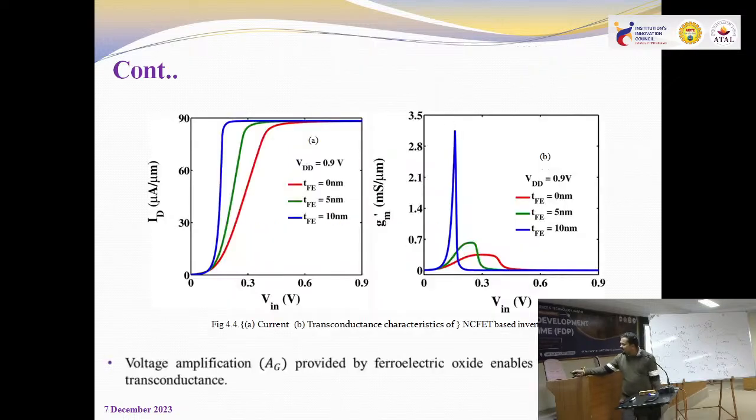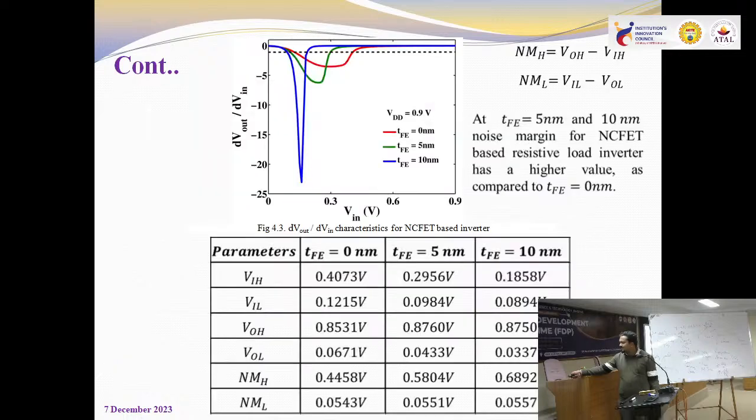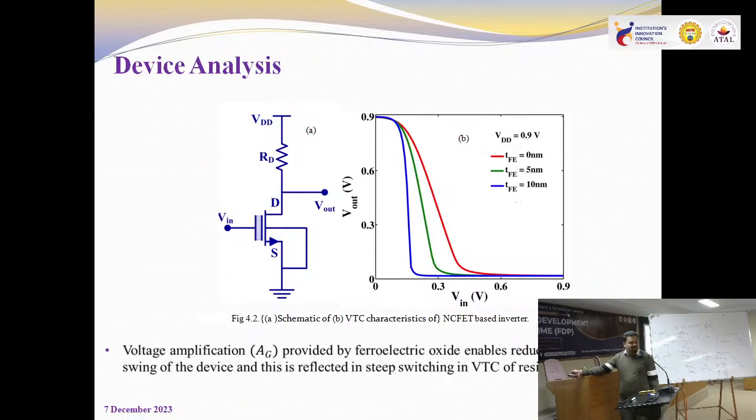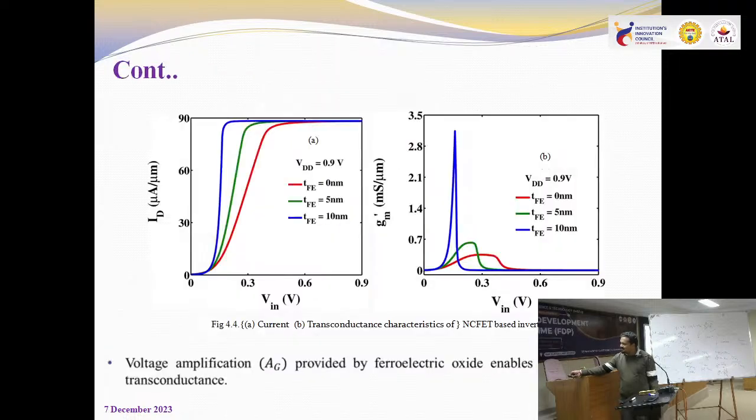Now again, these are a few characteristics like ID versus VIN. Here the voltage is falling, so obviously the current in the device has to increase. This again tells the steepness, and the current is higher. Now there is one more term known as transconductance of the circuit. Transconductance also goes up because the transconductance of the NCFET gets multiplied by AG. So transconductance for TFE equals to 10 is highest.